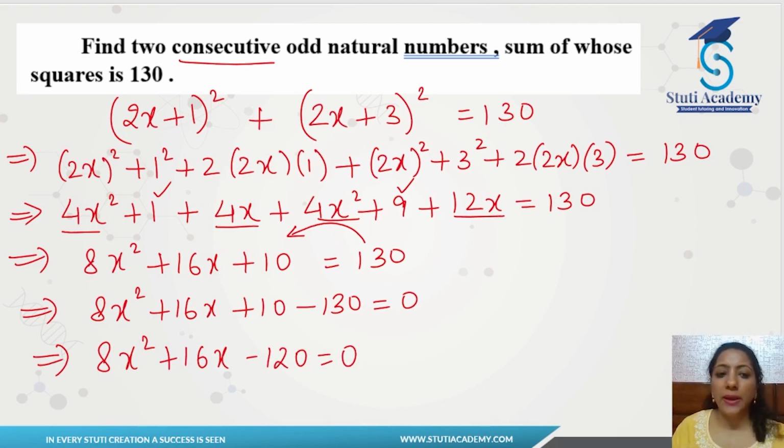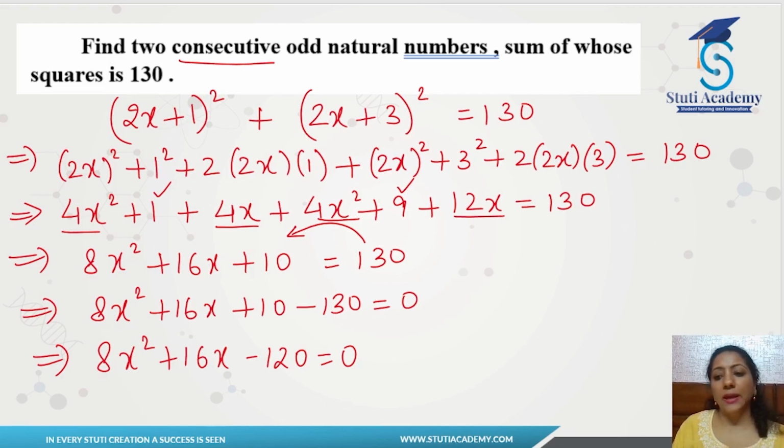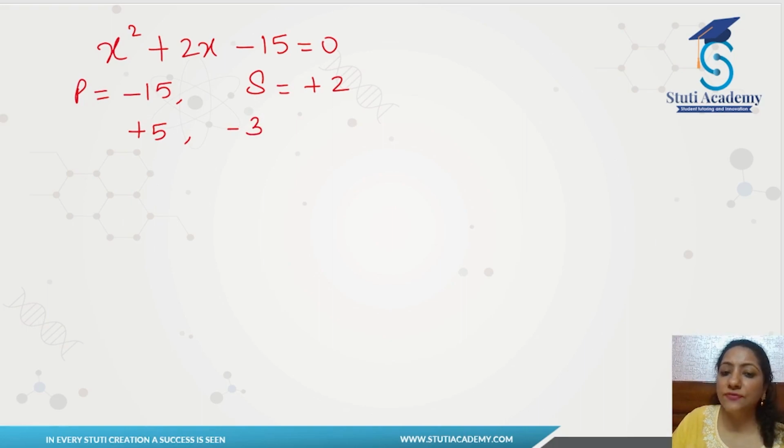Now we can divide this throughout by 8 and we'll get here x square plus 2x minus 15 is equal to 0. Please notice 8 divided by 8 will give us 1. 16 divided by 8 will give us 2. And 120 divided by 8 will give us 15. So this is x square plus 2x minus 15 is equal to 0. Now we are going to solve this by factorization method. So we want two numbers whose product is minus 15 and the sum we want positive 2. If we take positive 5 and minus 3 here, this is going to give us the product minus 15 and will give us the sum positive 2.